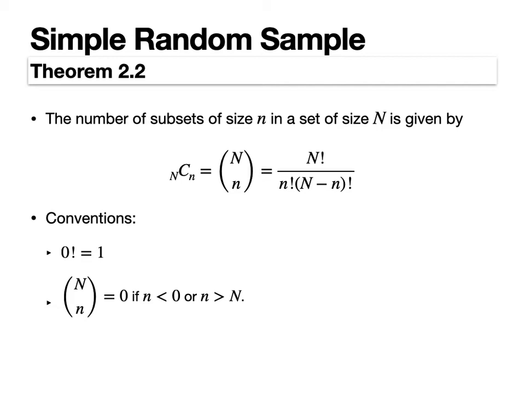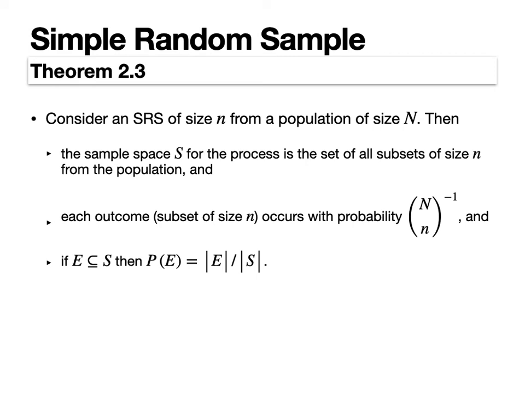Another way that this would not make any sense is if you're trying to choose, for instance, a subset of size 6 from a set of size 5. That doesn't make sense. And our convention will be that the binomial coefficient N choose little n is 0 in those cases. And then we can use that to describe the probability model for simple random sampling.